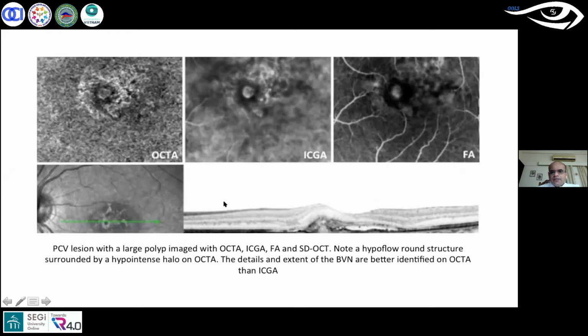And the details and extent of the branching vascular network. You see this branching vascular network is seen better over here. So you can see the extent of the branching vascular network better on the OCT angiography than you can on the ICGA. The ICGA gives you a sort of blushed image here. And on an FA, usually it's very difficult to see the branching vascular network, because it usually comes across as block fluorescence, but you may make out the presence of a polyp here.